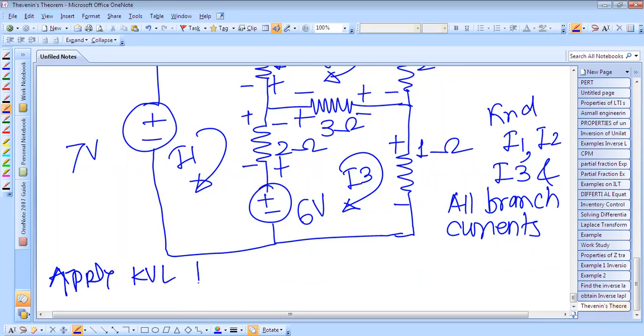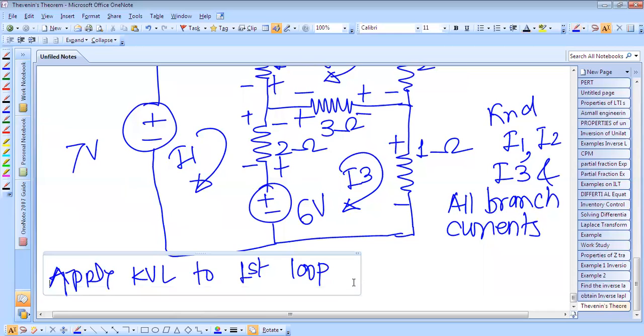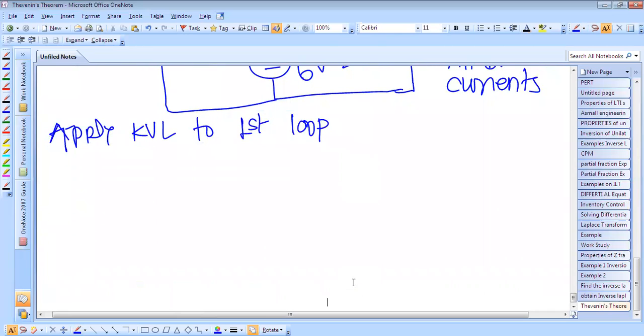Apply KVL to the first loop. So if you go in this direction, for I1 there is a fall in potential, so minus sign, minus 2I1.